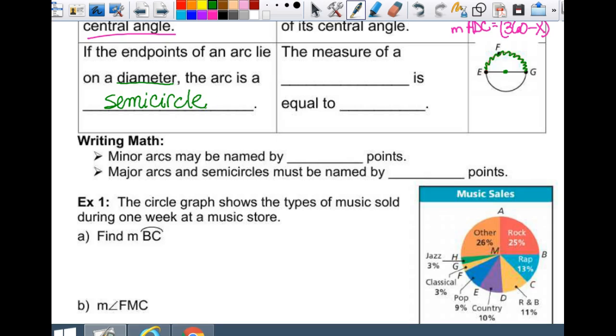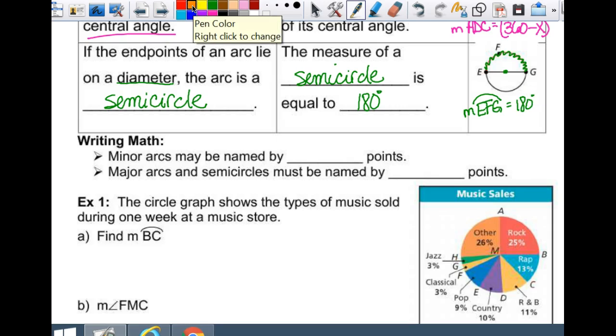Okay. So the measure of a semicircle is what? 180. That's half of 360. Good. 180. Now, even though it's 180 whether I talk about the top or the bottom, I still got to know which piece I'm talking about, so I still have to use 3 letters. So the measure of arc EFG is equal to 180 degrees. Okay, everybody good? Minor arc, major arc, semicircle.